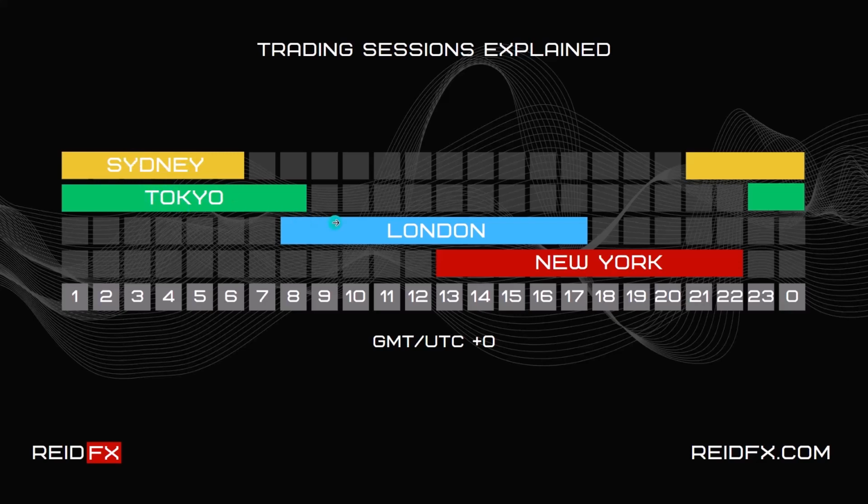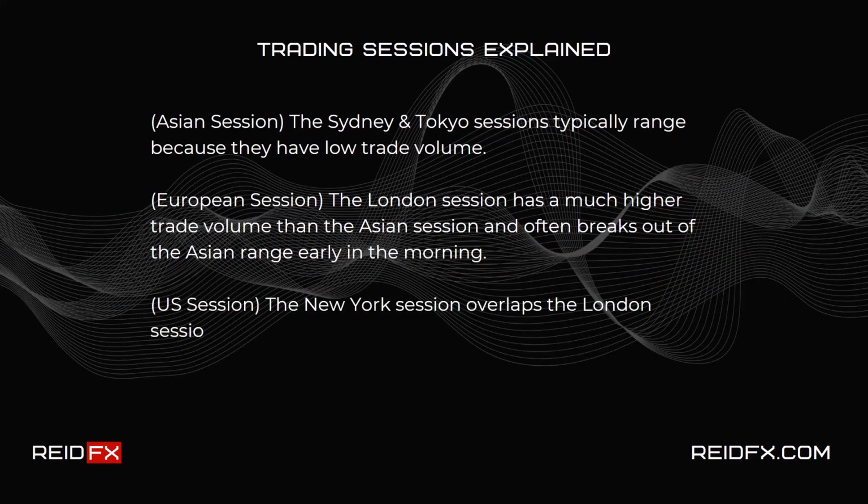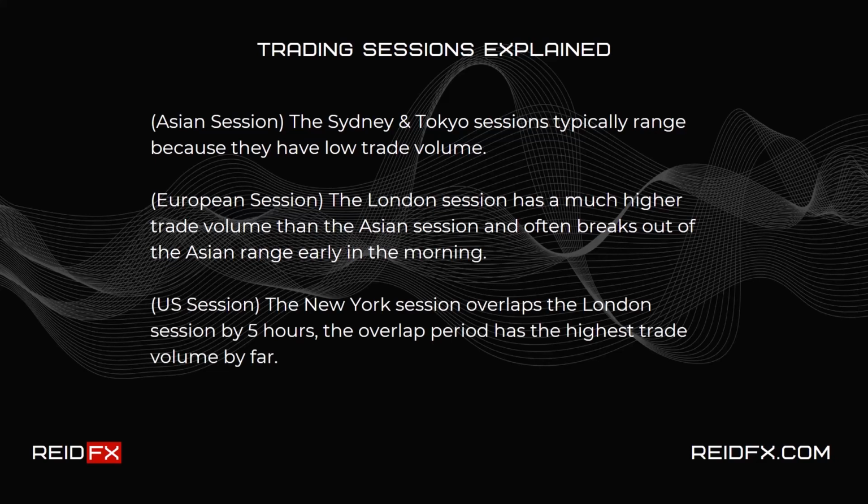Now each one of these sessions has its own characteristics and we're going to look at that now. So the Asian session, the Sydney and Tokyo sessions, typically range because they have low trade volume. So there's not enough money in the market to really move it. And we're going to look at this on a chart later on. Now the European session, the London session, has a much higher trade volume than the Asian session and often breaks out of what's called the Asian range early in the morning. And again, I'm going to show you this on a chart in just a second.